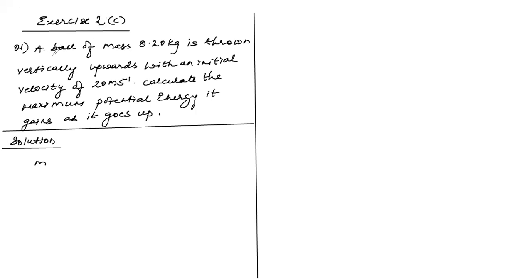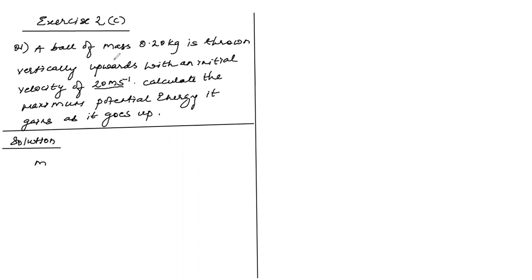Question number 1. A ball of mass 0.2 kg is thrown vertically upwards with an initial velocity of 20 meters per second. That means you're throwing this ball up. The moment it leaves your hand, the velocity is 20 meters per second. Now imagine as it goes up, the velocity keeps on reducing. It will reach one height where the velocity becomes zero. That height we call the maximum height. Are you getting me, children?